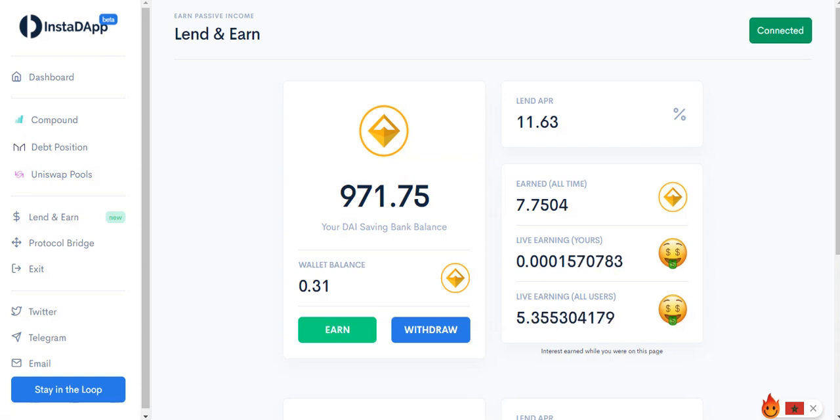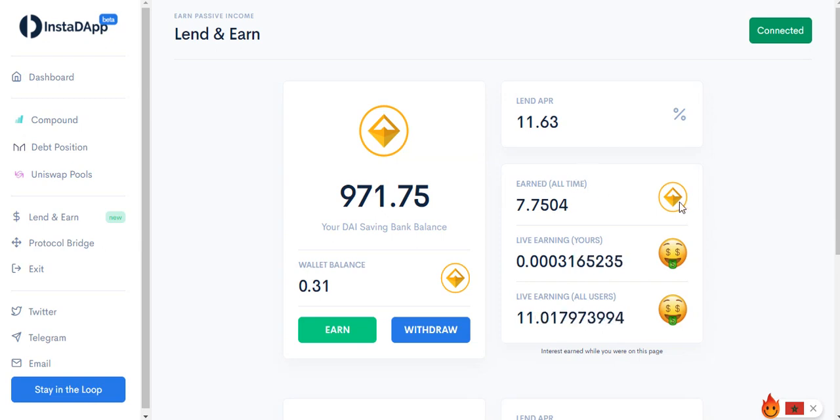What we're going to do now is head over to an Instadapp account that is currently earning interest live. For those that will be able to see the visual, and for those that don't, I'll speak on what we're looking at. This is the learn and earn portion of Instadapp, which is also a beta banking platform. Right now, we're looking at a total DAI savings bank account of $971.75 DAI. The current APR right now, which is annual percentage rate, is 11.63%.